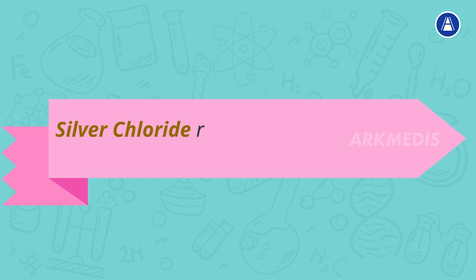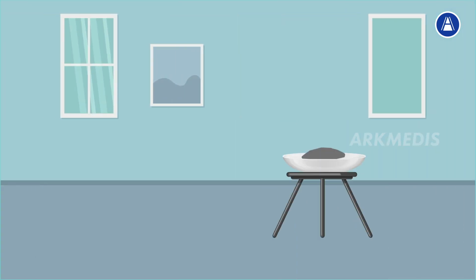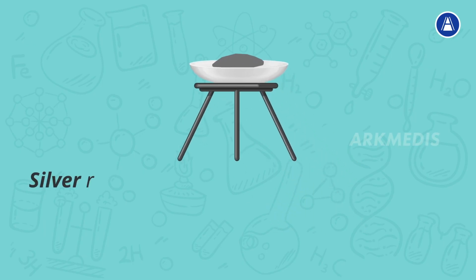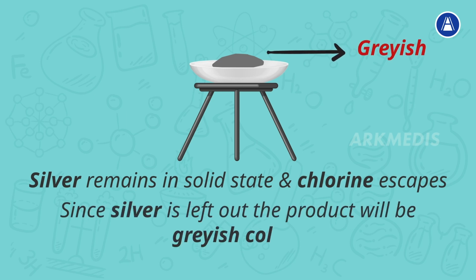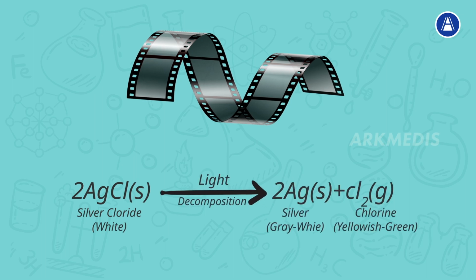The fifth example is the silver chloride reaction when it is exposed to sunlight. When silver chloride is exposed to light, it decomposes to form silver metal and chlorine gas. Silver remains in solid state and chlorine gas escapes. Since silver is the left out product, it will be greyish in color. This reaction is used in black and white photography.